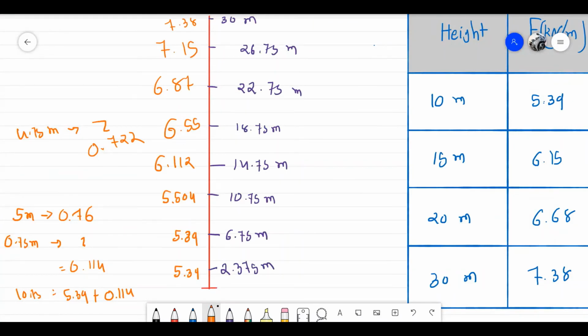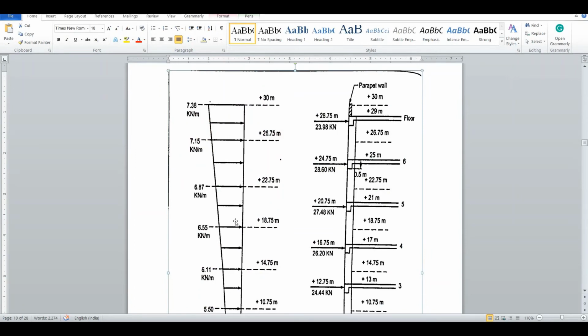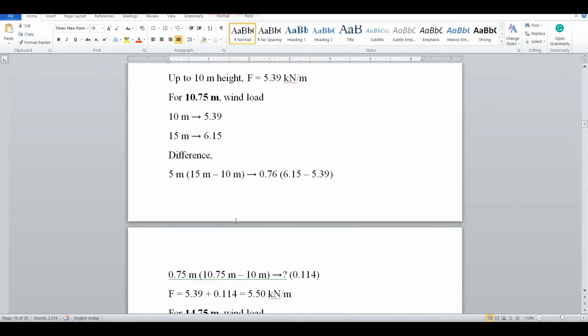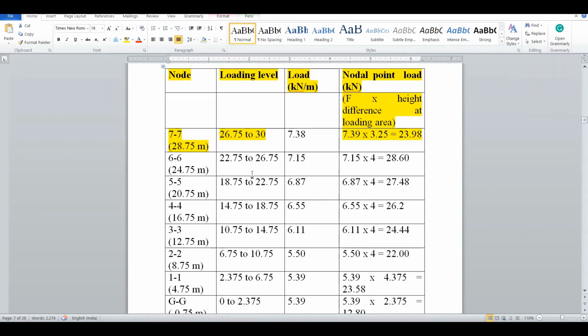So if we find all the data here, so these are the forces actually acting on the center of the wall, right? So by this graph, by this data, we can calculate force on the nodal point, right? So 7.777, 28.75 meter height, loading level is 26.75 to 30.